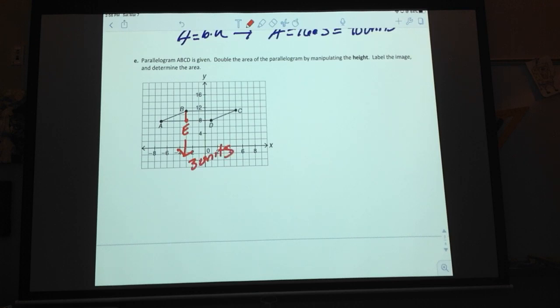So we know that BE is equal to 3 units. And I probably wrote that in the wrong spot. I probably need to write it over here. So BE is equal to 3 units. So here we go. And it wants me to double the area by manipulating the height. So when I look at this, I'm going to move that up another 3.